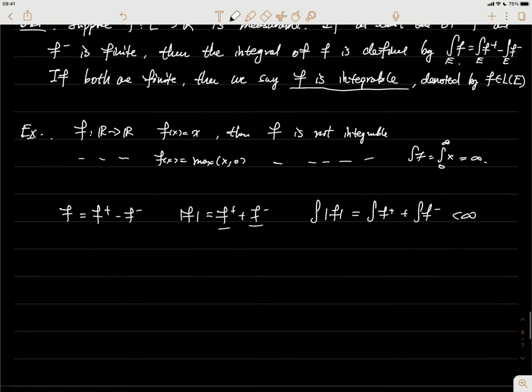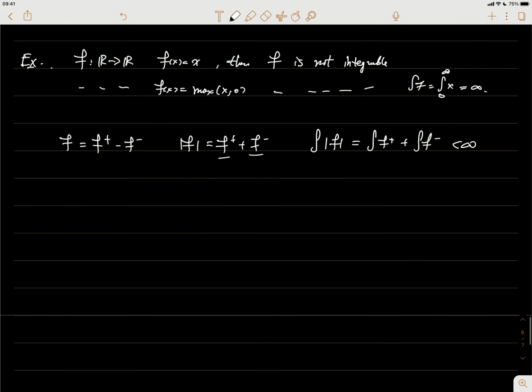That means f belongs to this set if and only if the absolute value of f belongs to this set. Okay, so that is one property that we can derive from the definition of integrable functions.